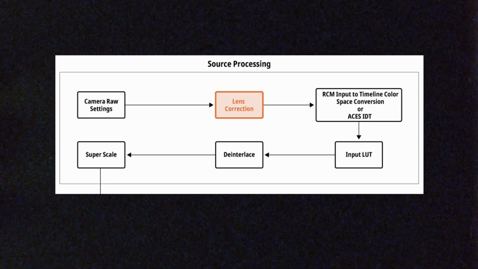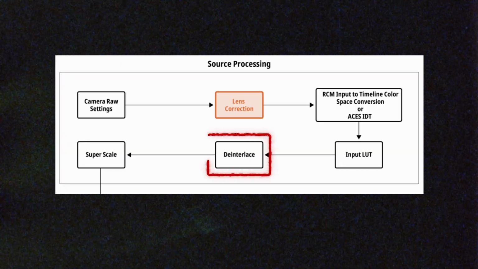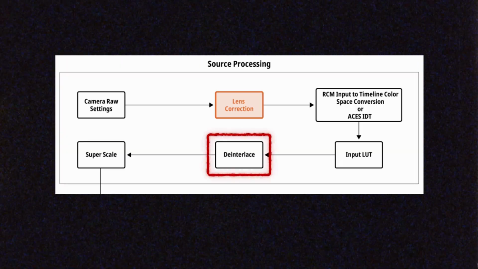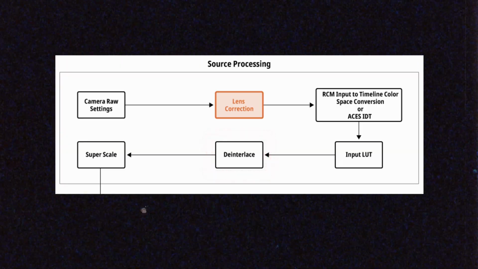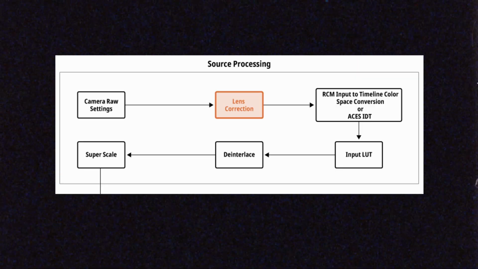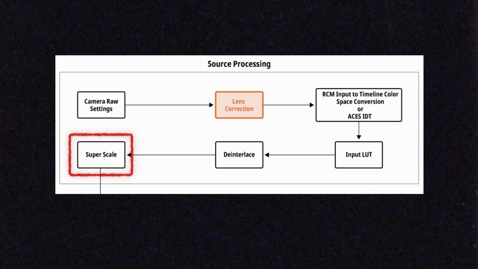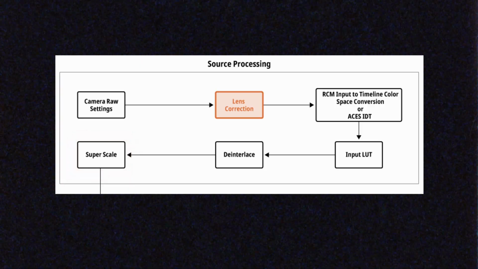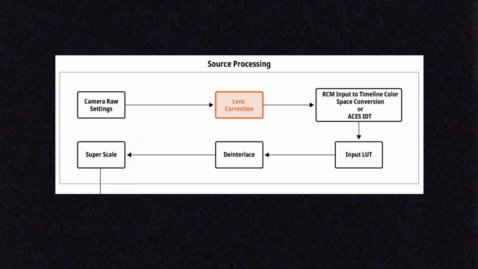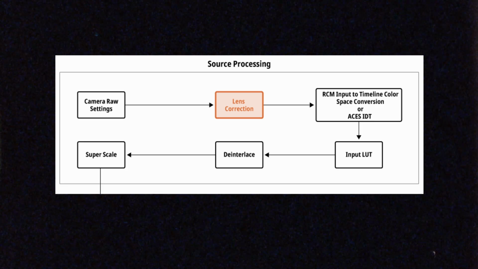So now if you're working with interlaced footage, this is the part now where the deinterlacing happens. So all the processing in the software is happening in a progressive timeline. And after that, we get the super scale, which is only available in the paid version of DaVinci Resolve, which is an AI upscaling algorithm for higher image quality.